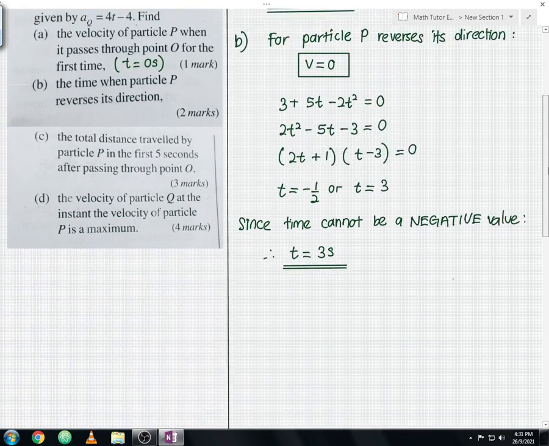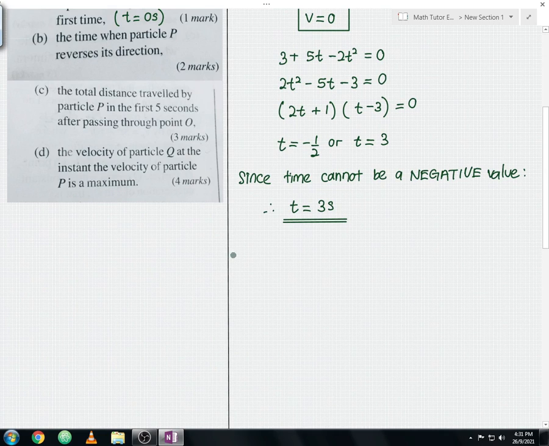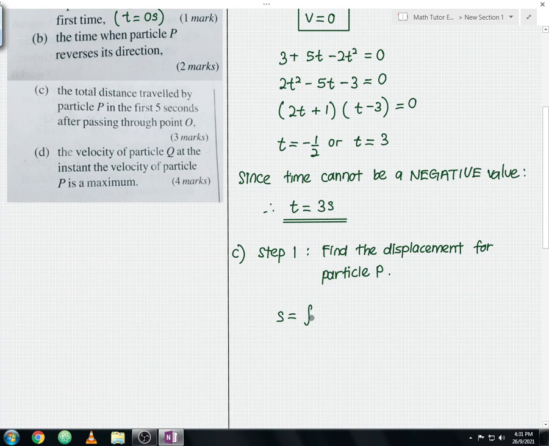So let us begin our discussion for question part C. Let me write the working here. Step 1, find the displacement for particle P. Given that your displacement is equal to the integration of velocity with respect to time, let me box this.